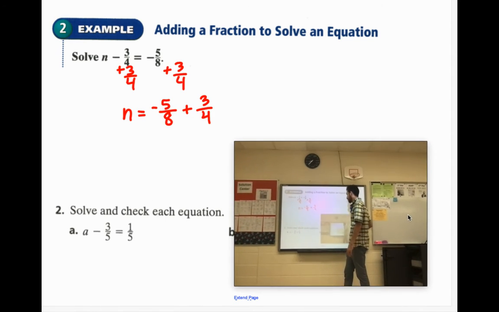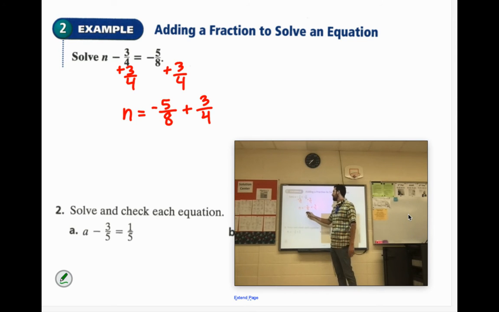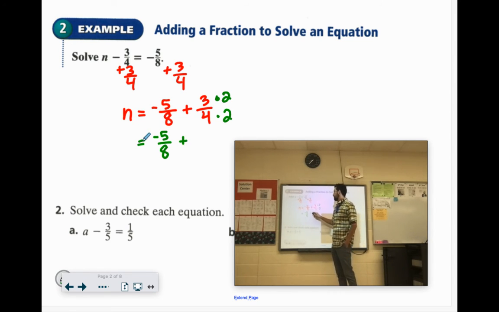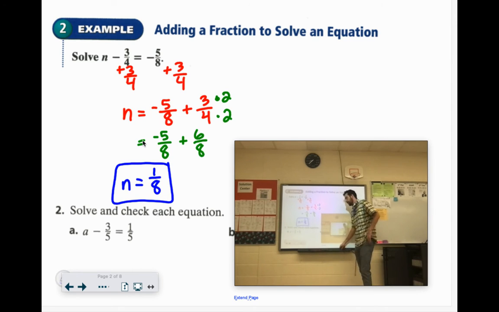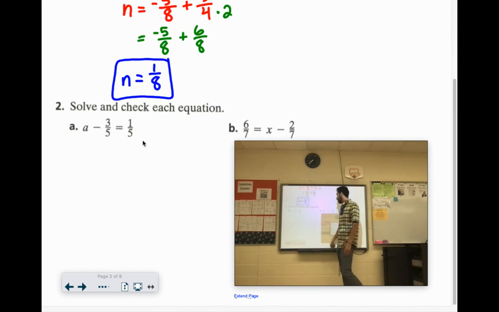Let me move over here. Same denominator could be 8. So we don't need to change negative 5/8. But 3/4 we're going to need to multiply by 2. So that would give us 6/8. Negative 5 plus 6 is positive 1. So n equals 1/8. That wasn't too bad. You get rid of minus by adding. These are very doable. You can do both of these no problem.